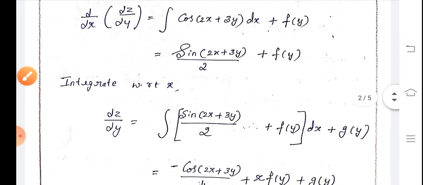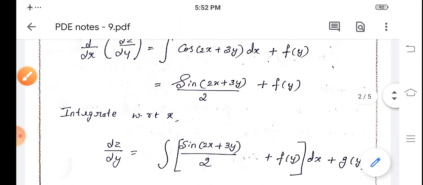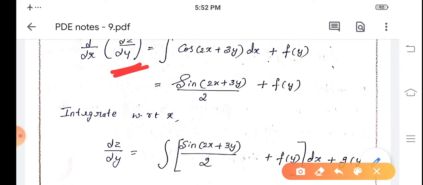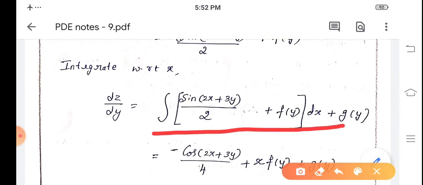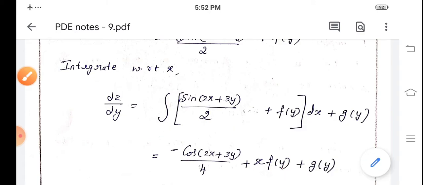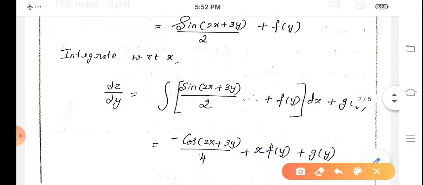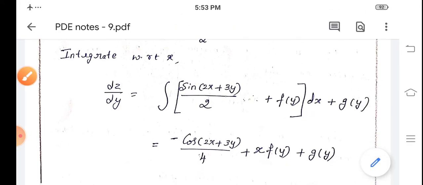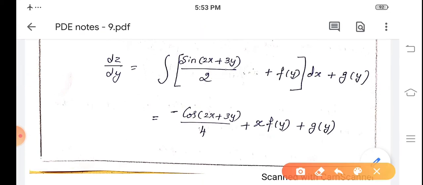Now integrating with respect to x, keeping y constant, we write ∂z/∂y equal to integration of this with respect to x, that is integration of sin(2x + 3y) divided by 2 plus f(y) dx. Again here, after integration with respect to x, we have to add a constant term as a function of y. So I'll take it as g(y), where g(y) is an arbitrary function of y.